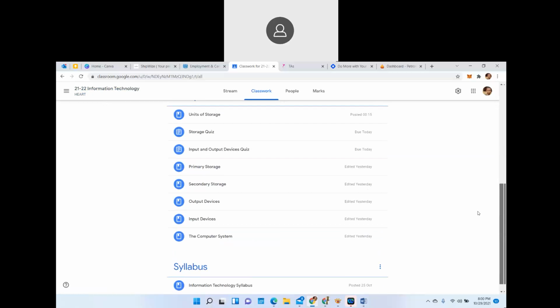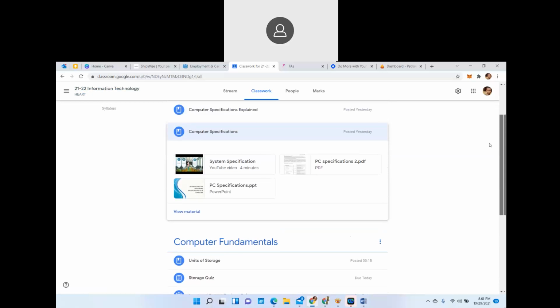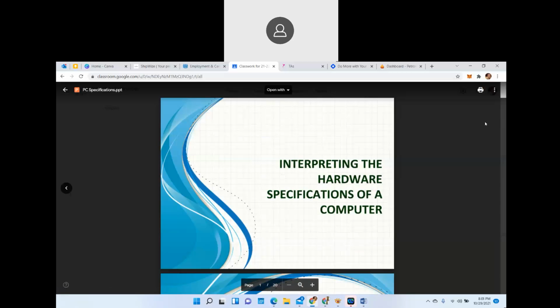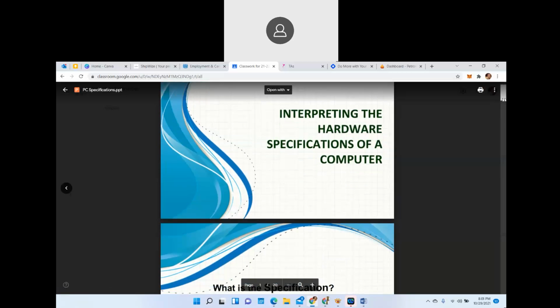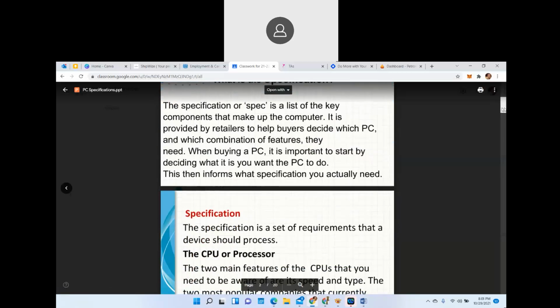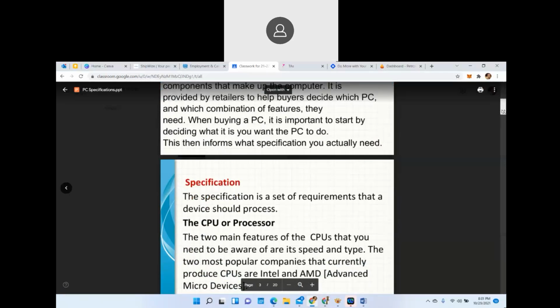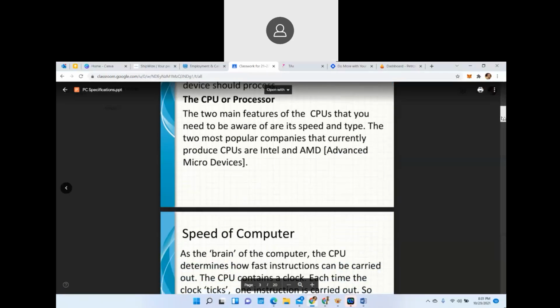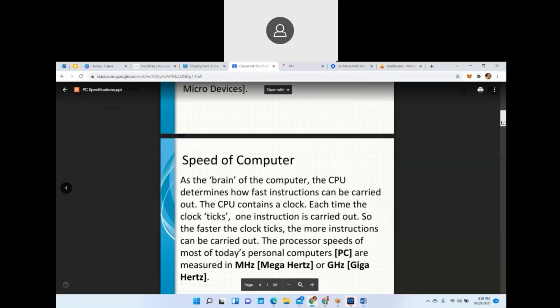Right. So I'm actually teaching from the classroom. So you can go on, just like how I'm going on now, you can go on and click on it, and you'll see it pop up. Right. So this topic, one of the most important topics you will go through. It will really help you to decide about buying a computer and knowing about computers.